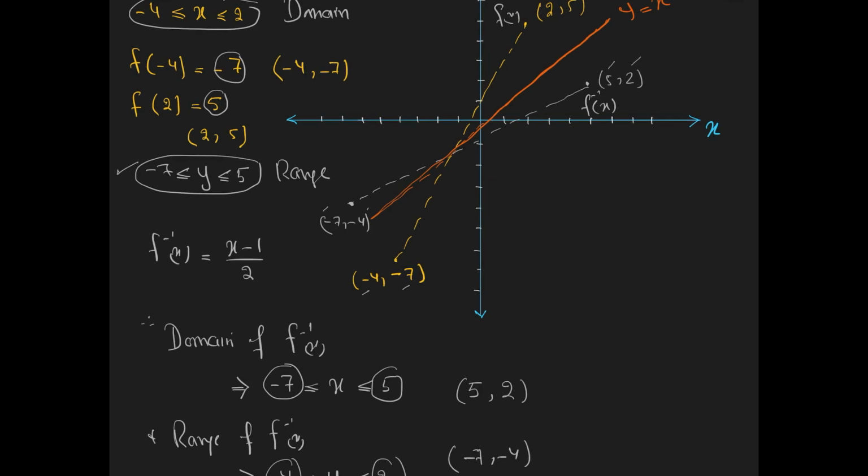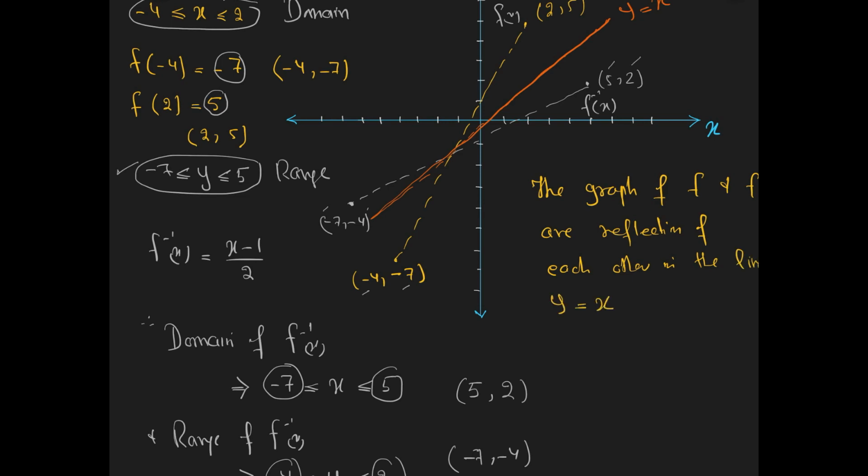From this example, we can therefore conclude that the graph of the function f and its inverse are a reflection of each other in the line y is equal to x.